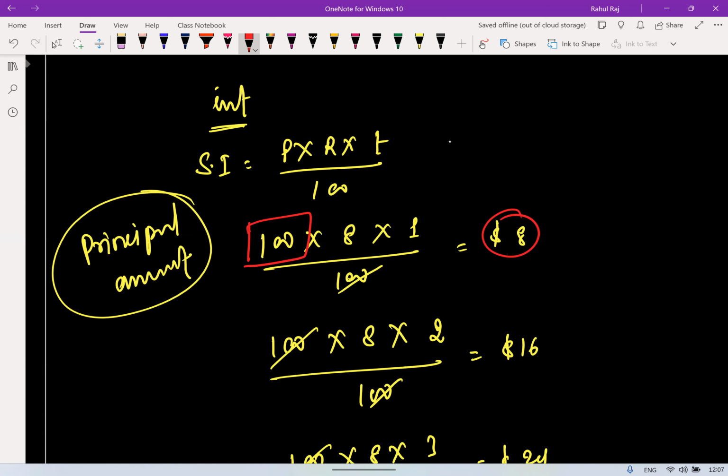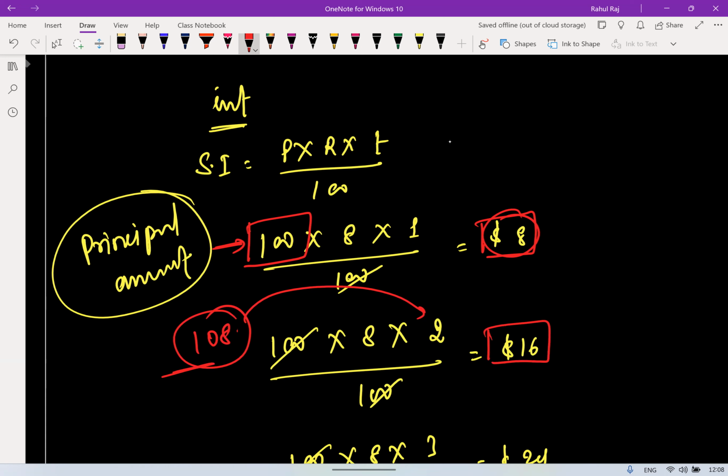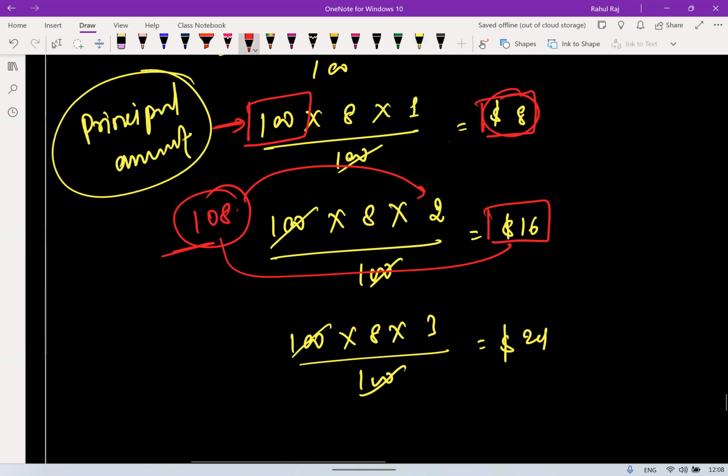So in compound interest, what happens is that the original principal amount, which is $100, combines with your interest, that is $108, and it acts as the principal for the second year. So whatever interest you earn over here, this amount plus your interest will act as the principal amount for the third year. So this is what compound interest is.